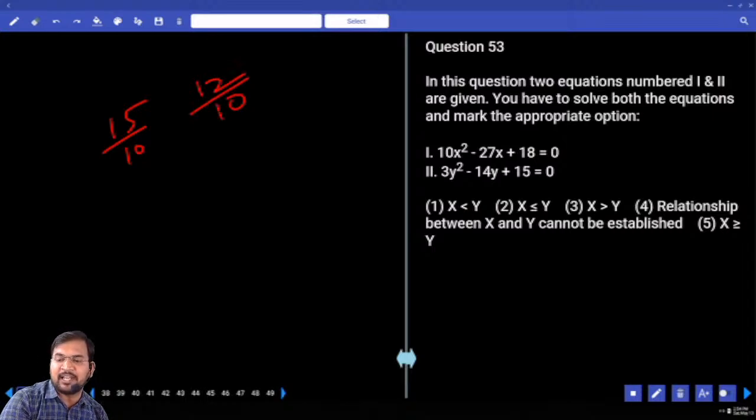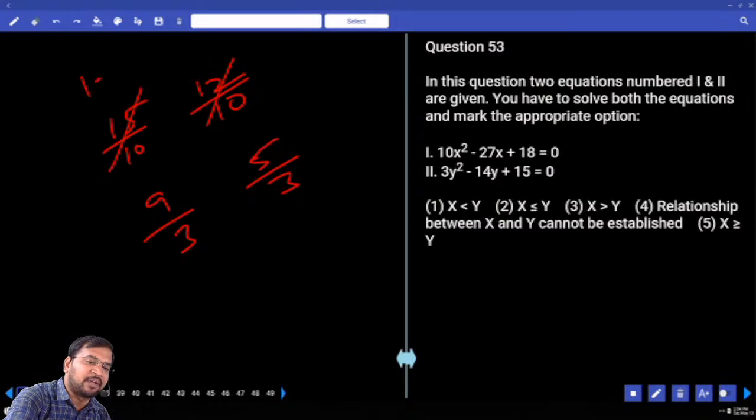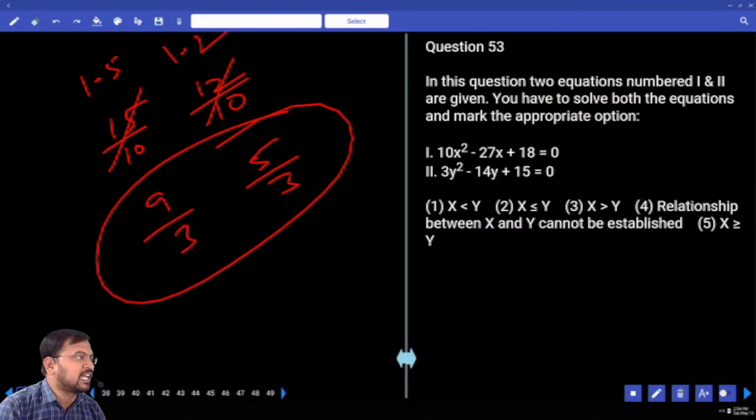Next, 45. 9 by 3, 5 by 3. Now this is 1.2, 1.5. But this is greater than 1.5, these two. Yes or not? And your answer is x less than y. 5 by 3 comes to almost 1.66 like that. Yes or not?